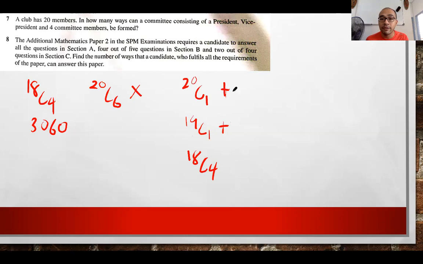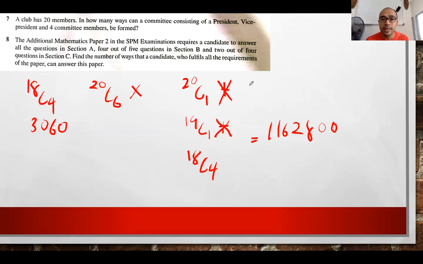But remember, plus is if the events are not dependent on one another. But every event here depends on the one before. This event depends on the one before. So we don't use plus, we use multiply. So 20C1 times 19C1 times 18C4 will give you 116,280. There are 1,162,800 ways to choose a president and a vice president and then 4 committee members out of 20 people.